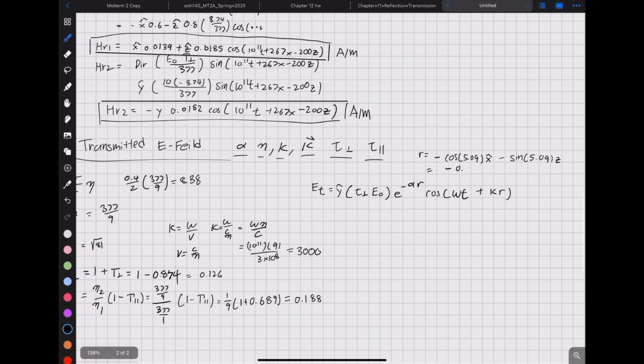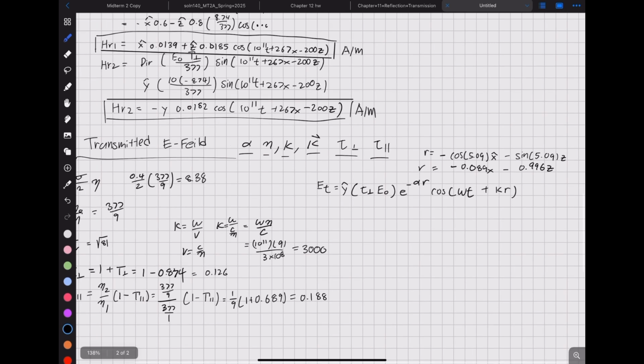Right, this is going to result in negative 0.089x minus 0.996z. That's going to be our R. Okay, and then we're going to write all of it down.